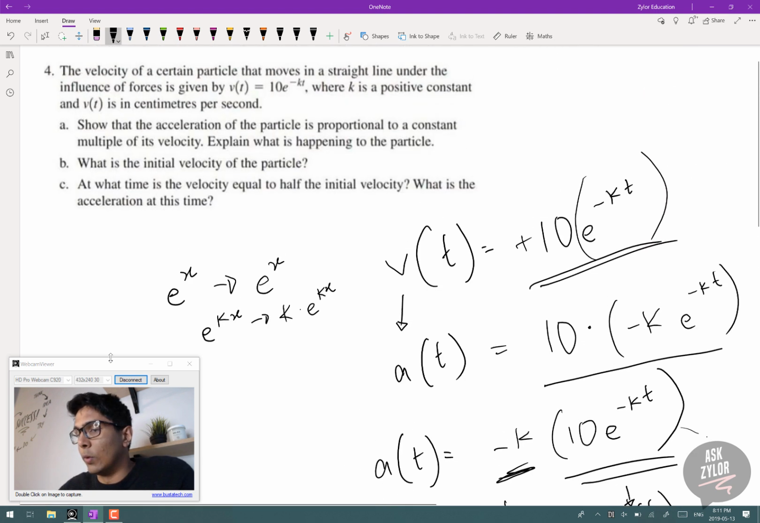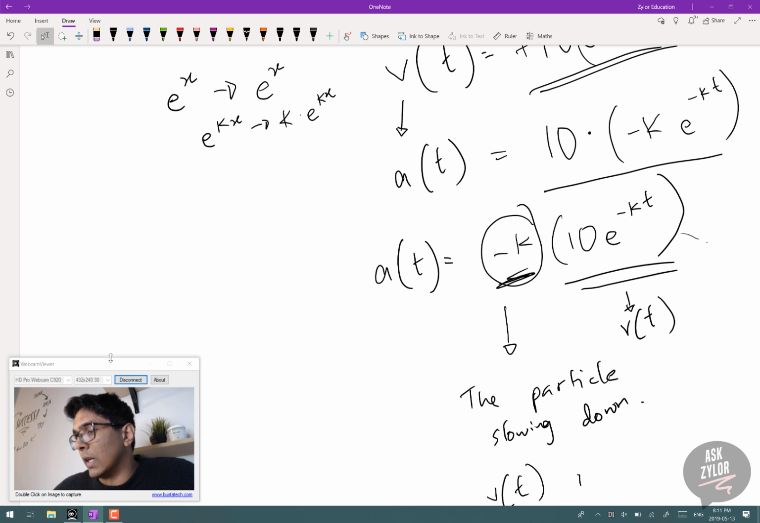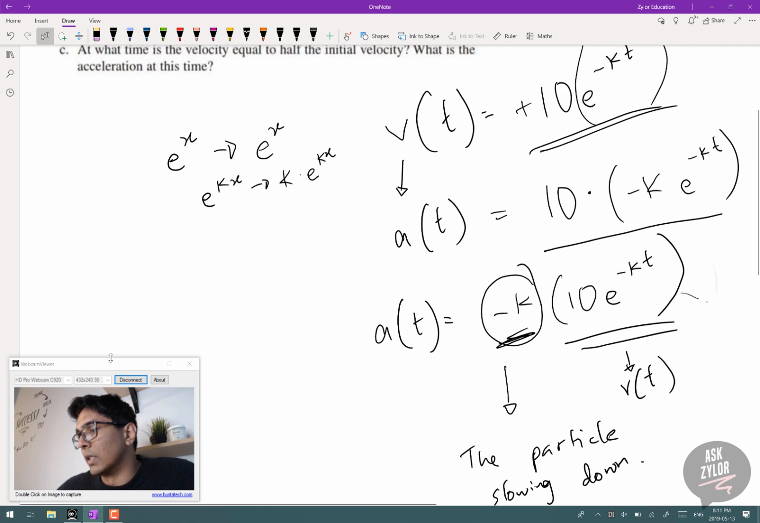So just to recap what we did, they're asking me to show that the acceleration of the particle is proportional to the constant multiple of its velocity. So we went ahead and found the acceleration function. We found that it is a constant multiple of the velocity function. It's just the velocity times negative k. Right? And we found that the particle is slowing down because the acceleration is negative. The velocity is, however, positive.